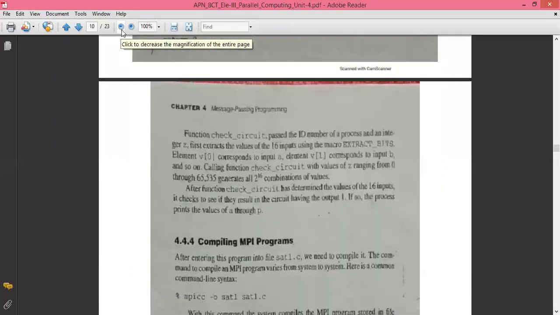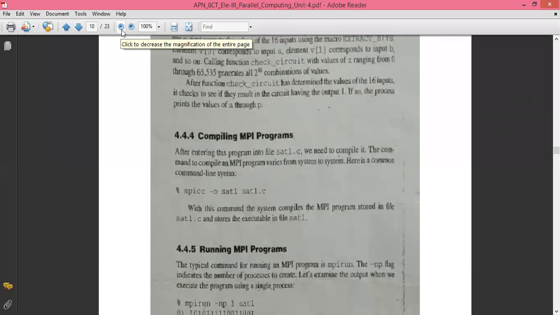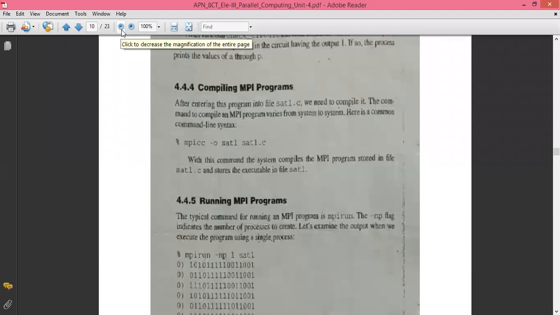In the same way, when we are done with the program writing part, there are 2 phases. The first phase is program compilation and the second phase is program execution. Compilation is done using the command mpicc -o sat1 sat1.c. Sat1 can be any file name as per the choice of the programmer, followed by the actual file name sat1.c, which means it is the file where the program is written.